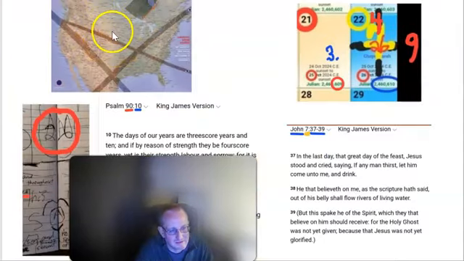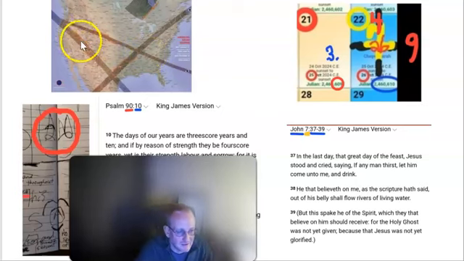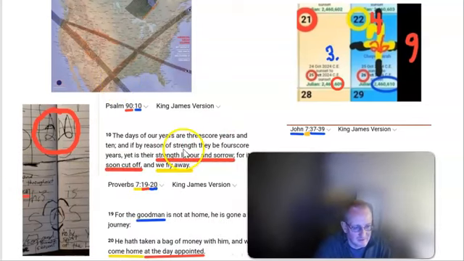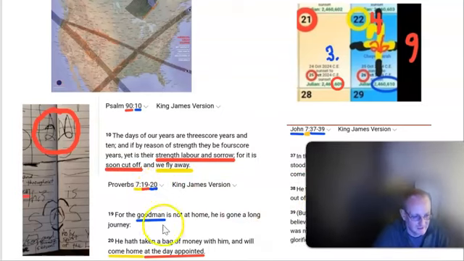Now this is a snapshot of Great American Eclipse Pass, and you can see it's an A and it's also a T. Okay, and here's Psalm 90:10. And then I put Proverbs chapter 7 verses 19 through 20. And I'm just going to read Psalm chapter 7 verses 19 and 20.